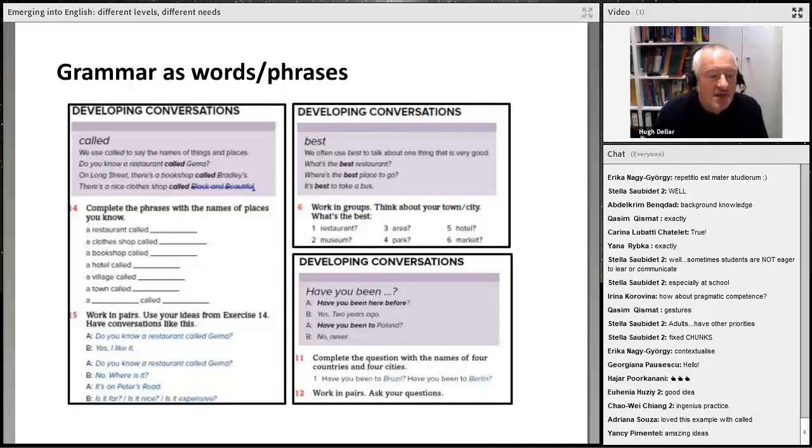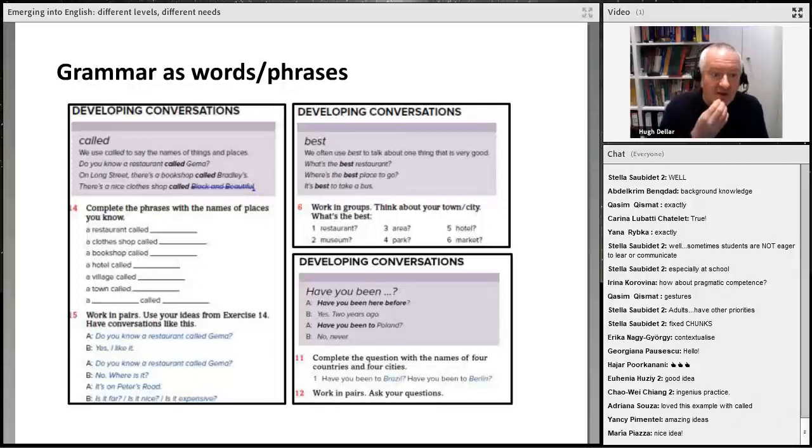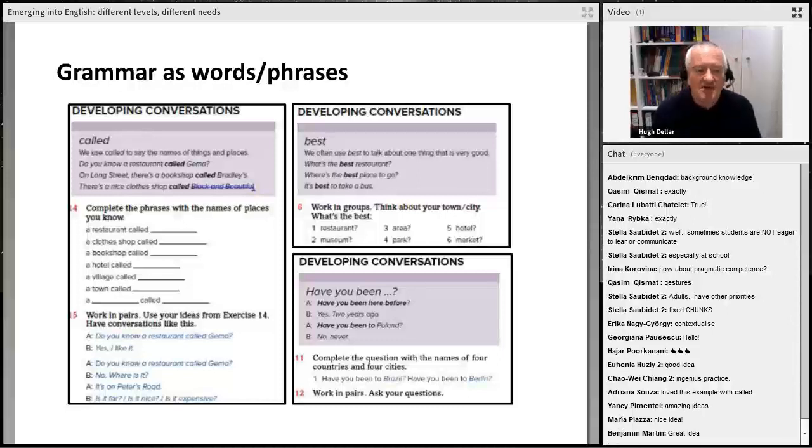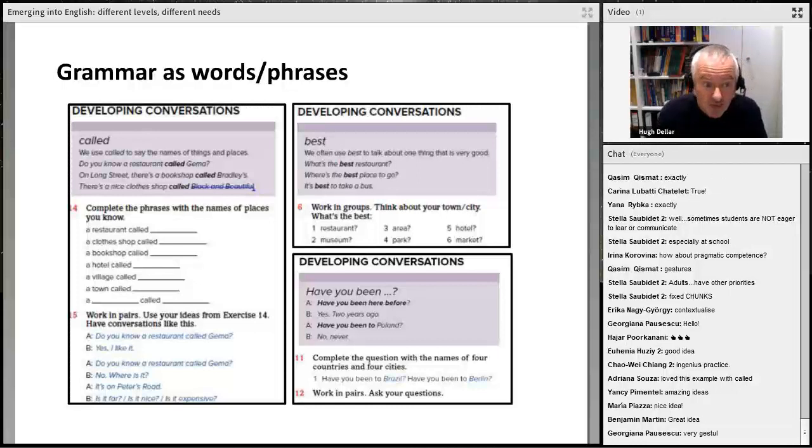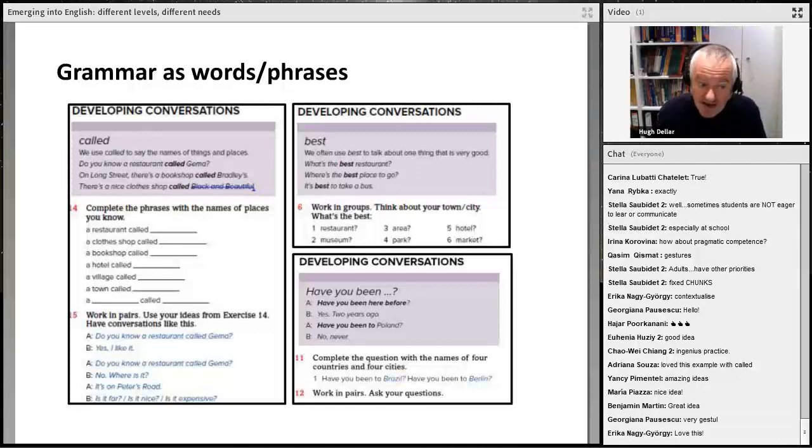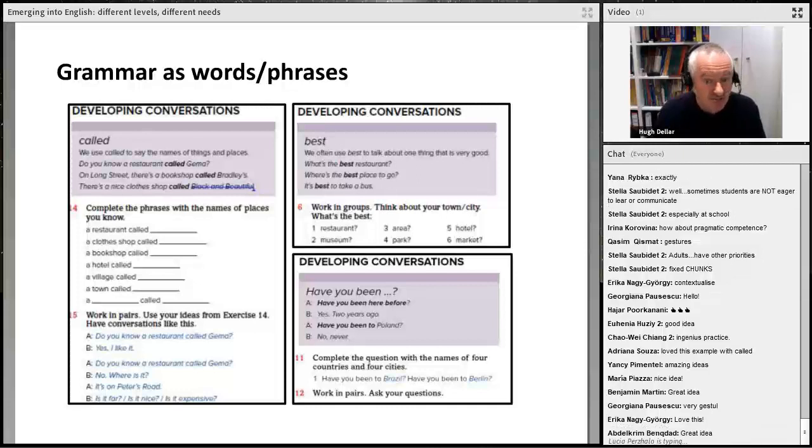The students have space to add their own ideas, complete the phrases with names and places you know. A restaurant called Shalale, a clothes shop called Pop Boutique, a bookshop called Foyles, a village called Rye. And then they have little conversations. Do you know a restaurant called Shalale? No. Where is it? It's on Green Lanes, where I live. Is it nice? Yes. Is it expensive? No.